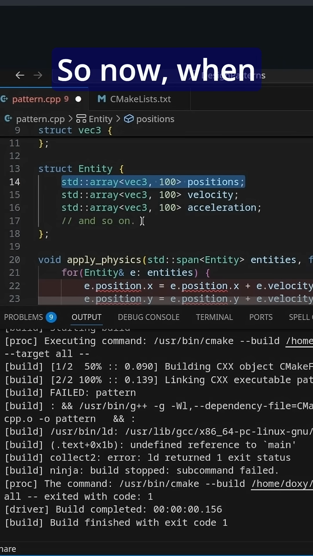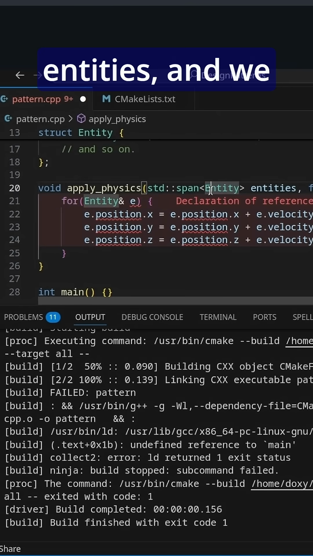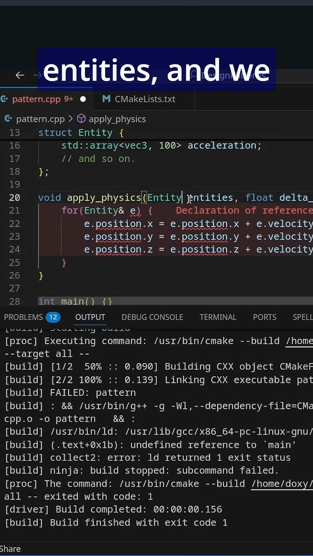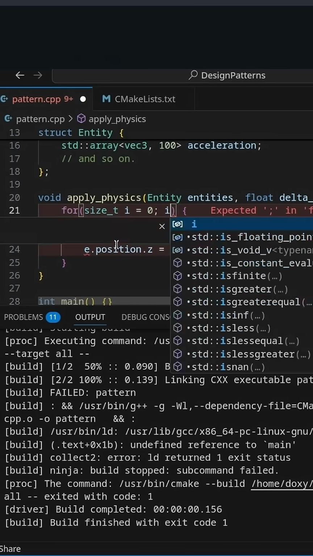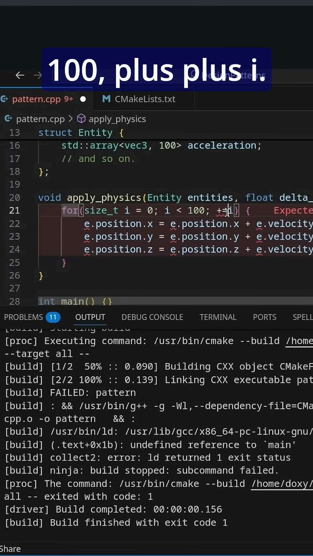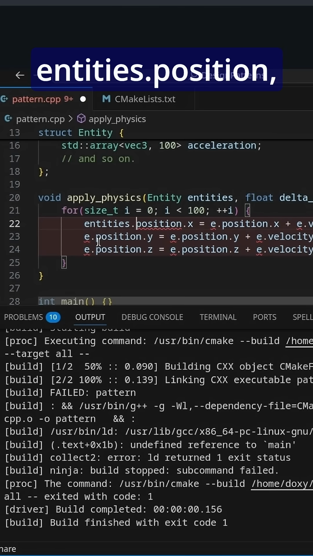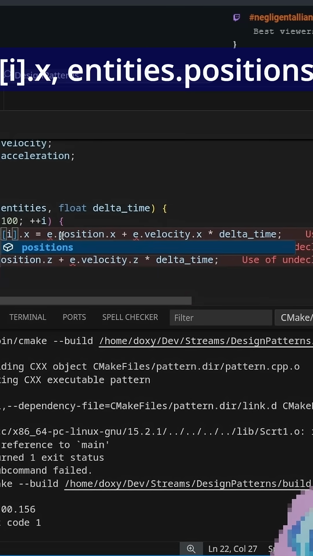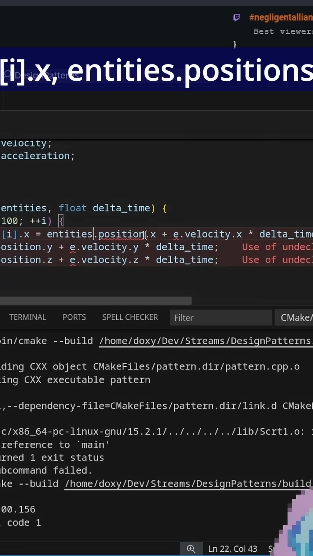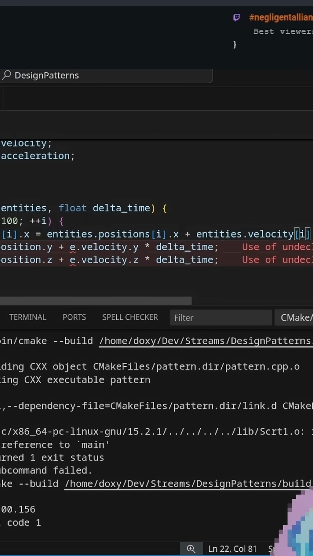So now when we're looping over these, we take our entities, and we go for size_t i = 0, i is less than 100, ++i. We now have to go entities.positions[i].x, entities.velocity[i].x, and so on.